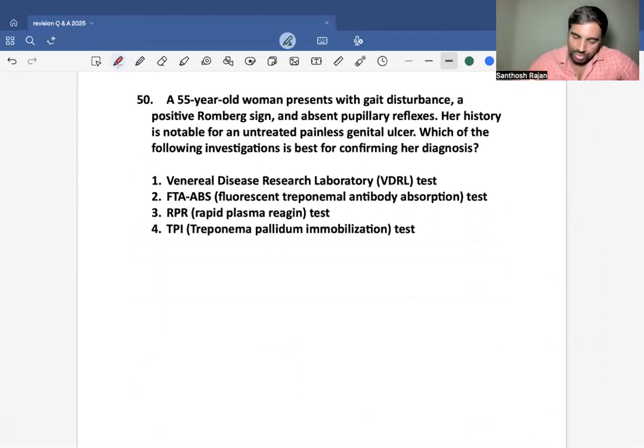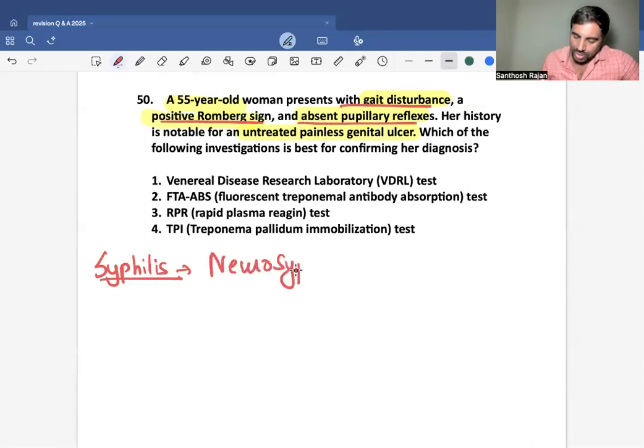So, a 55-year-old woman with gait disturbances, positive Romberg sign, absent pupillary reflexes, so something related with the brain only. And her history is noted for an untreated painless genital ulcer. A painless untreated ulcer means you'll go with syphilis. This is not primary, it's more CNS related. So it is neurosyphilis. Neurosyphilis is basically a type of tertiary syphilis.